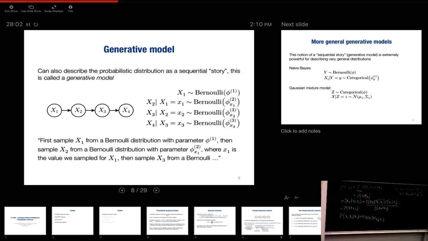Okay, so this is what I'm going to call a generative model, and essentially it's the same thing as the Bayesian network. I'm just talking about it in terms of a story about how you generate data from these distributions, rather than a story about conditional independencies. These are equivalent, but sometimes it's easier to think in terms of the sequential story, where you generate all the parents of a variable before you generate the value of that variable, and you continue as you go.